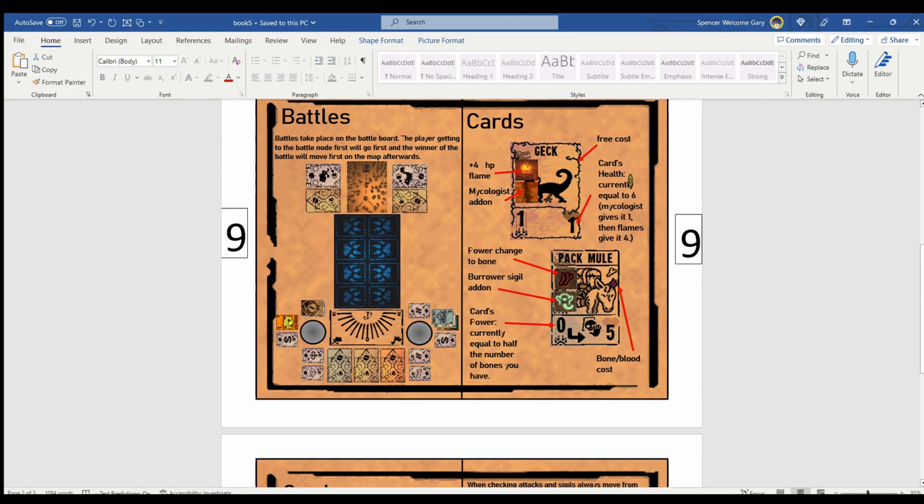And this card's health is currently equal to 6, because it has double health from the mycologist, and it has +4 to its HP because of the campfire.